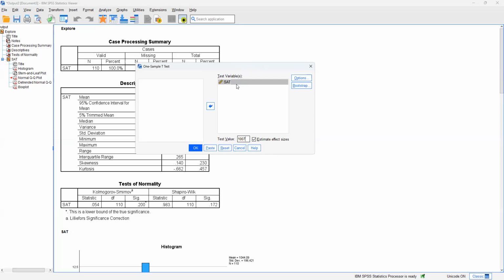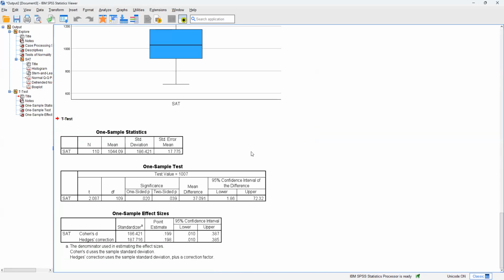Okay. So once I have that, I can run the analysis. And we get a little bit of output. We get the initial table that has some of our sample summary statistics in it. So you have 110 observations, 110 students, with a sample mean of 1,044. We knew that from the descriptive analysis. We have our standard deviation and the standard error. The next table is our one sample t-test table.